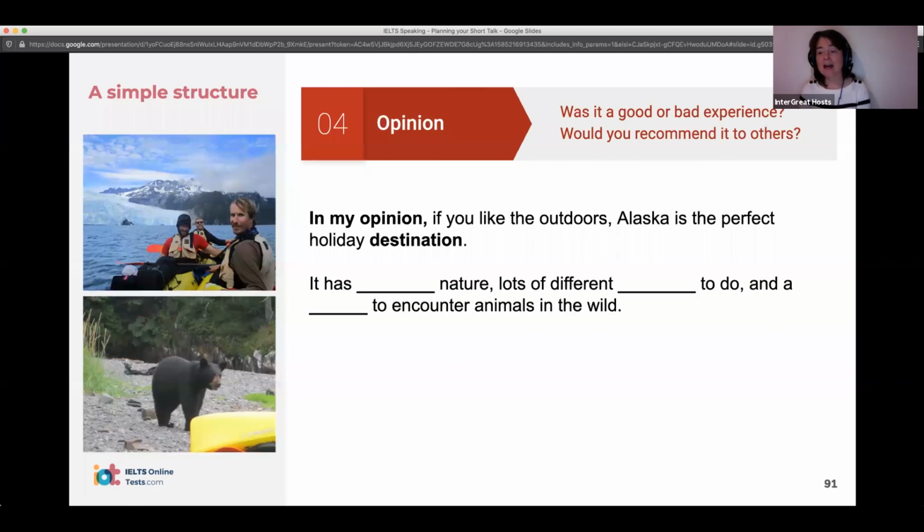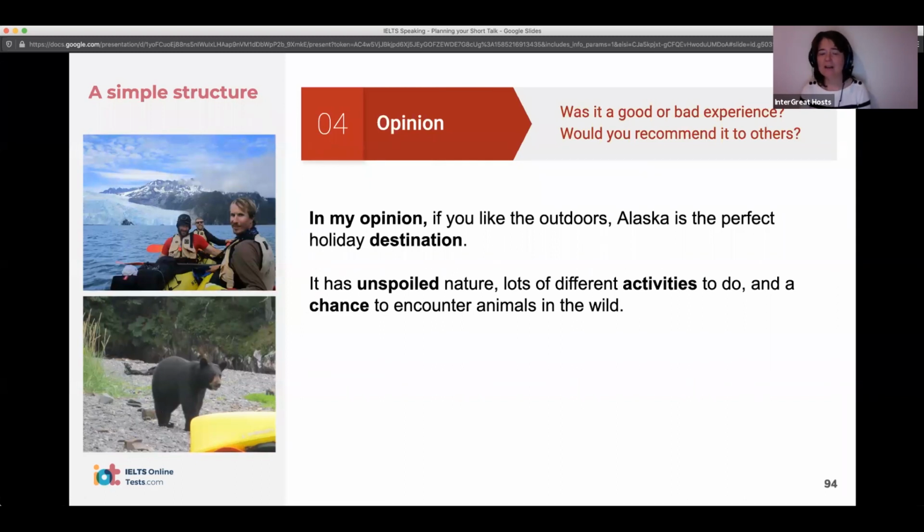Okay. Okay, it has, yeah, great. Oh, pristine, very nice, splendid. Yeah, so any of those good pieces of vocabulary. We've gone for unspoilt, which is a nice word to use with nature. Virgin is good as well, very good. Yeah, virgin, like a virgin forest. Unspoiled nature, lots of different activities, okay? And the chance to encounter animals in the wild. Okay, so this is almost like a sort of summary of what it was like.